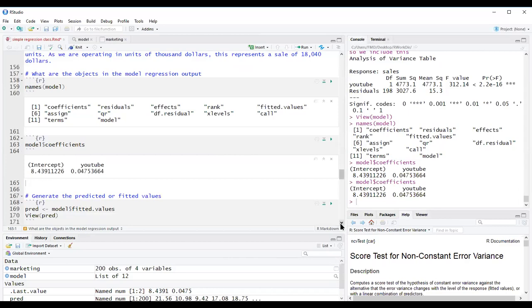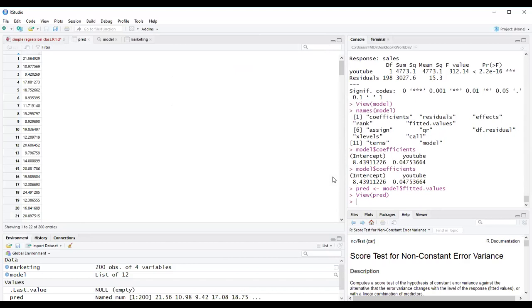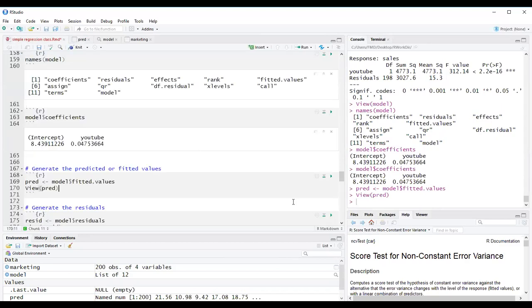Okay, so here, I'm creating an object called predicted, and that is the model fitted values. Let's view it. Okay, guys, these are your predicted values. We'll come back to this next meeting, and we're going to analyze this in greater detail. But let me continue first so we at least reach the other parts.